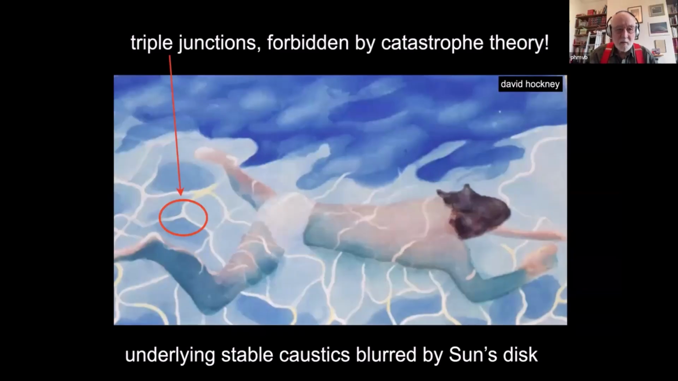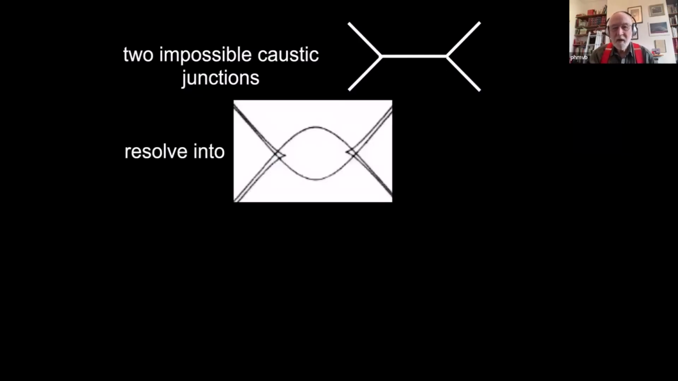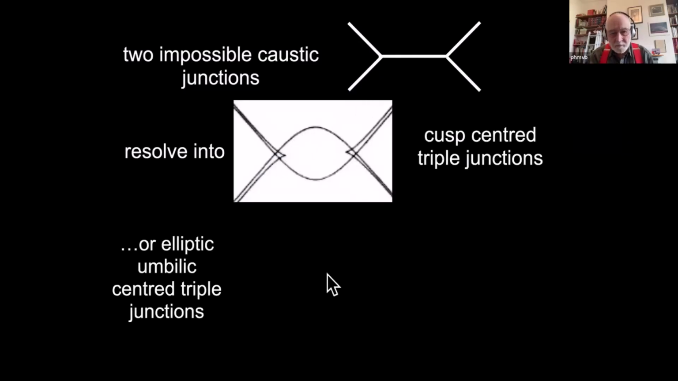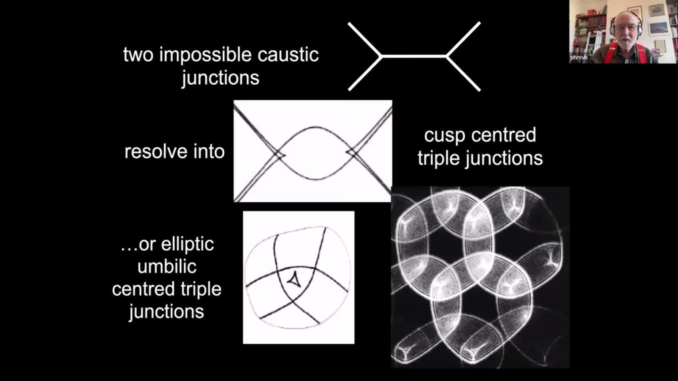Well, this led to some work. There are different ways in which you see a fine structure when you zoom in to laboratory-generated versions or mathematically generated versions of these triple junctions. Here are 2 impossible triple junctions, but actually they can resolve into cusp-centered triple junctions or elliptic umbilic-centered triple junctions. These little triangles, and you see these in experiments.